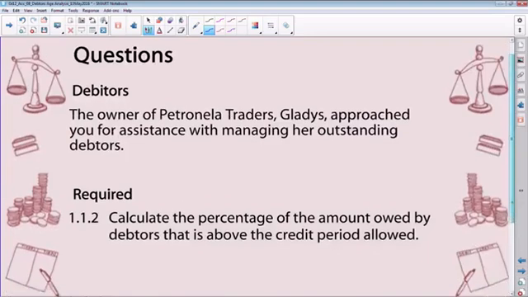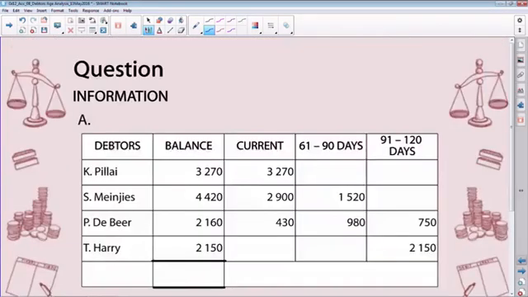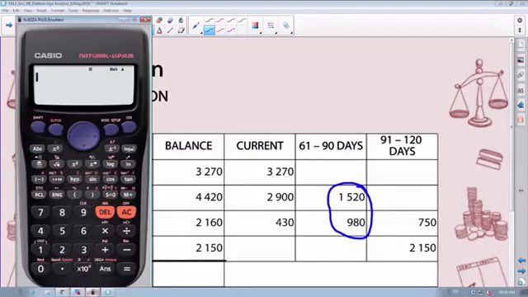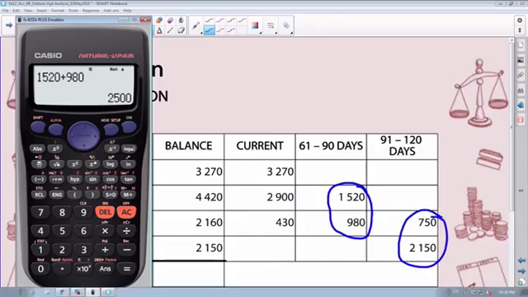The question says, calculate the percentage of the amount owed by debtors that is above the credit period allowed. Okay, let's go back. Clearly you can see that the amount that is overdue for 61 to 90 days is 1,520 plus 980. Let's take that amount: 1,520 plus the 980, giving me an amount of 2,500. And there's an amount of 750 plus 2,150. So let's add that, and the total amount outstanding is 5,400.